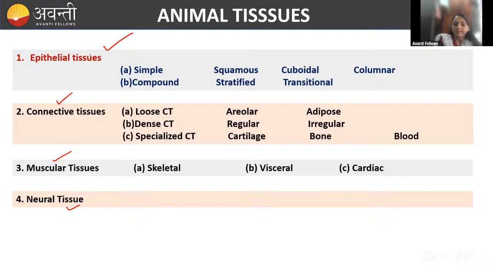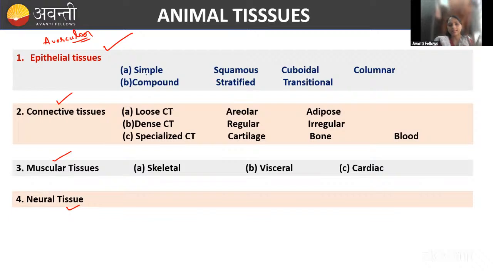Mainly, epithelial tissue is called avascular. They do not have any blood connection. Remember this. These are avascular. Then how will they get the oxygen for survival? Can anyone tell me, guys? How will these epithelial tissues get the oxygen?